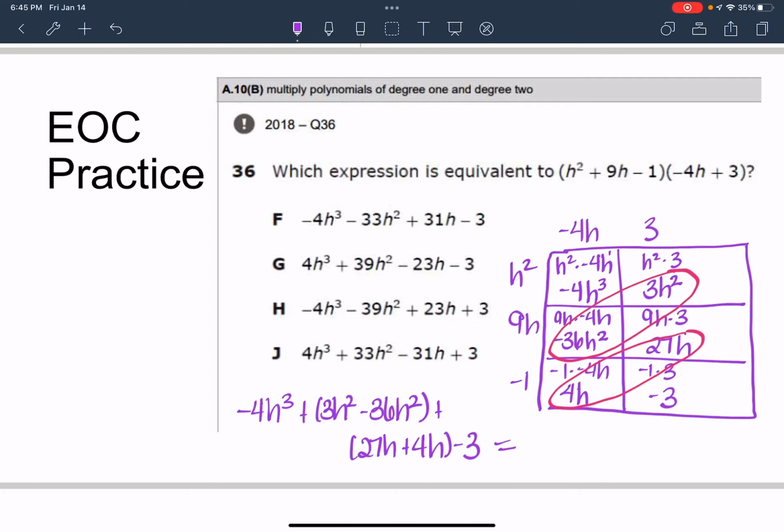So when I combine those like terms, negative 4h cubed, 3h squared minus 36h squared, so 3 minus 36 is negative 33, so you have negative 33h squared. 27h plus 4h, that's plus 31h, and then you have minus 3. So the correct answer is F.